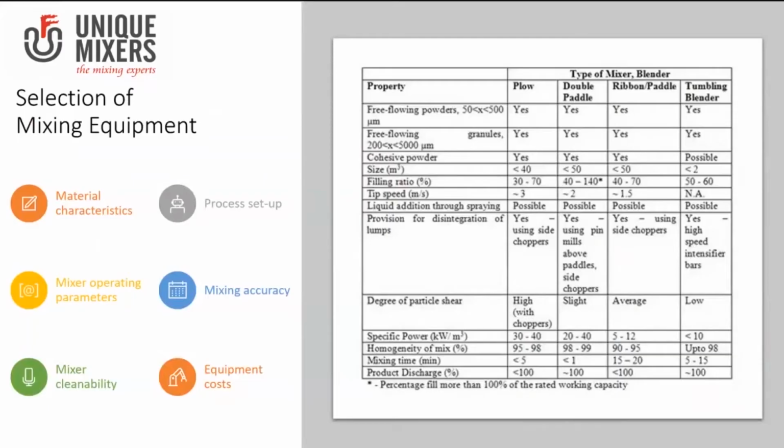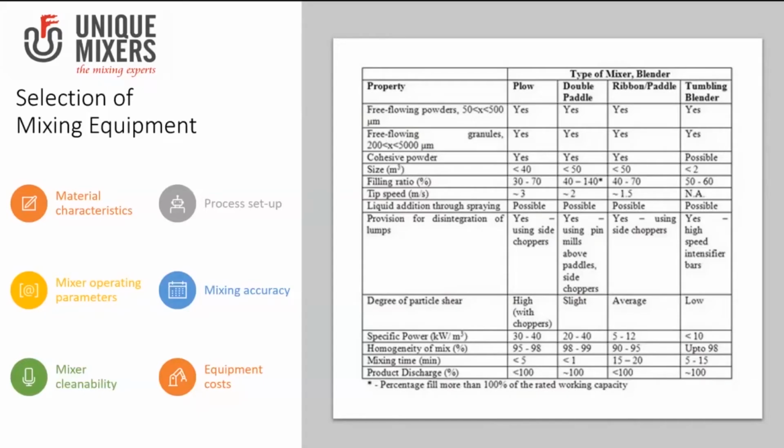The first thing is to know the material characteristics. The process setup, whether it is a batch process or a continuous process, the equipment which are upstream, the equipment which are downstream. We then need to understand what would be the mixer operating parameters. There could be products which could be sensitive to heat, friction. So the mixing parameters have to be decided in such a manner that we do not generate heat or friction, because that could lead to degradation of products.